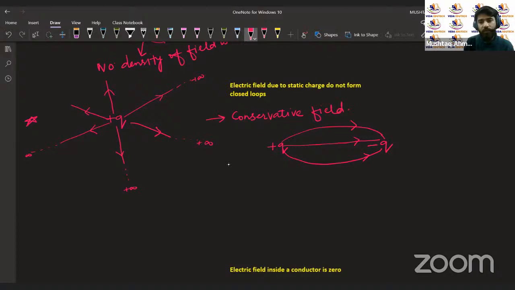But if the electric field is induced by a varying magnetic field, like in electromagnetic induction, the electric field induced in the conductors is not a conservative field, and those field lines do form closed loops. That's not at all a conservative field. So electric field lines are going to terminate on the negative charge.